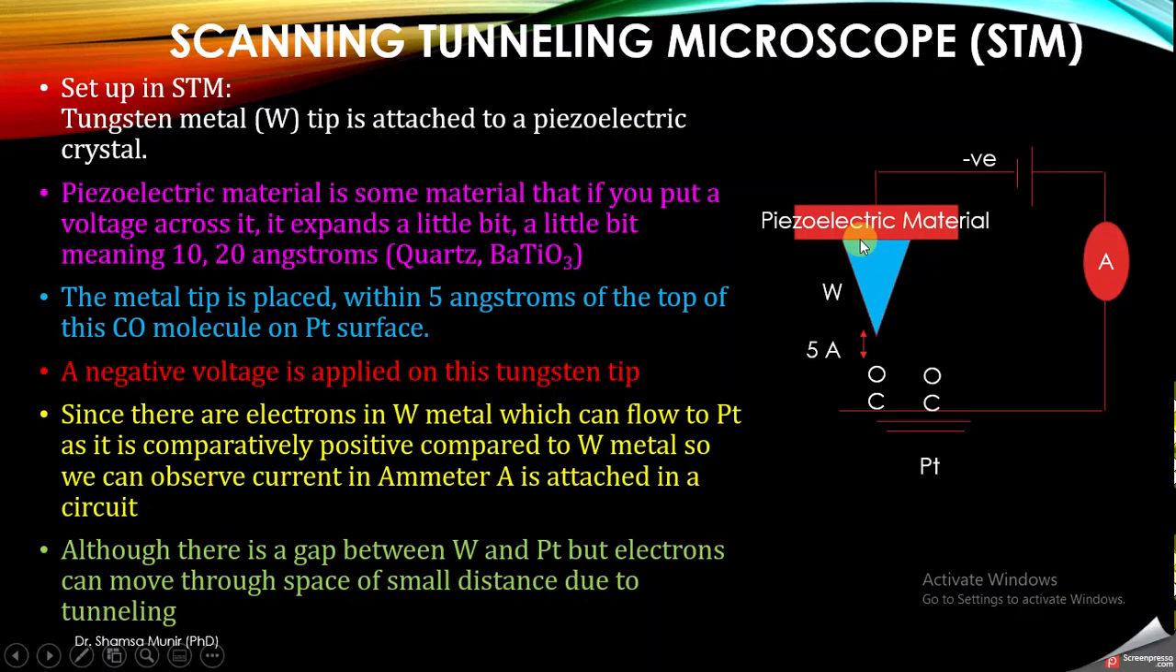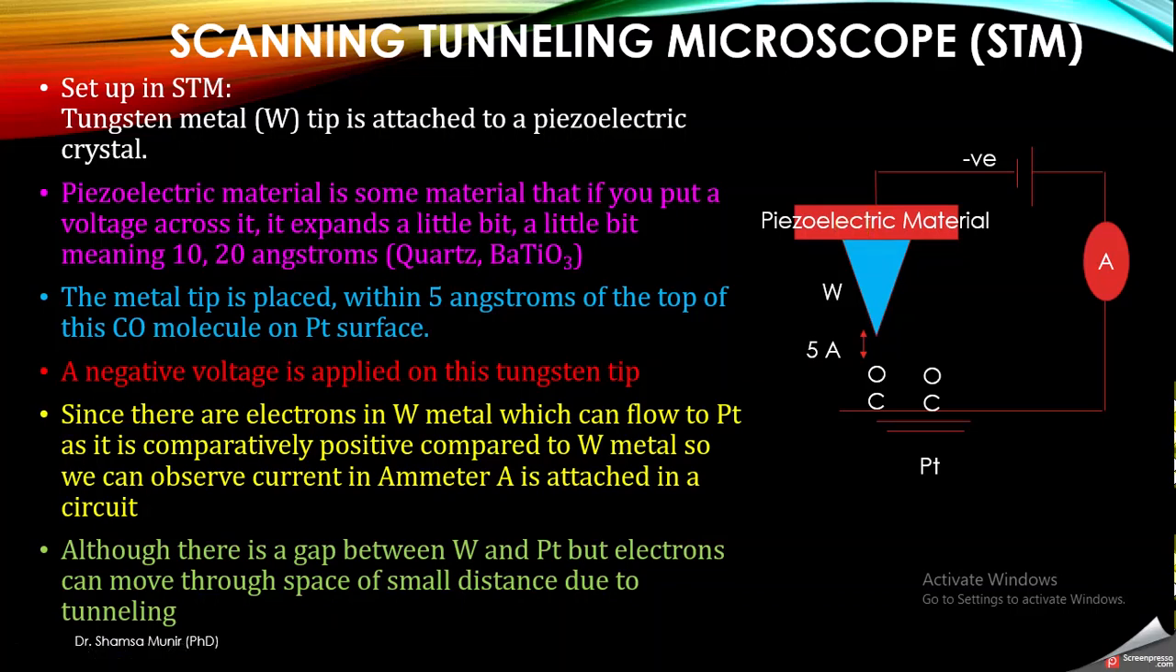And this tungsten tip is attached to a special kind of material called a piezoelectric material. This piezoelectric material has a special property that it can expand a little bit, about 10 to 20 angstrom, if a voltage is applied to it. And there are a lot of piezoelectric materials, like quartz or barium titanate.